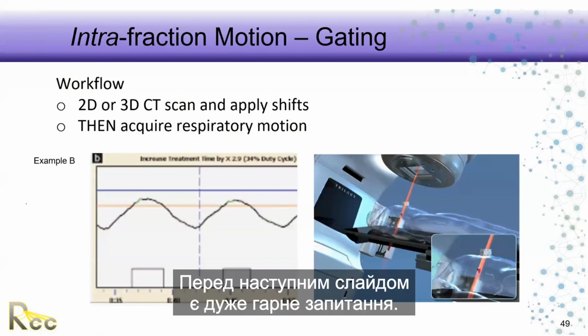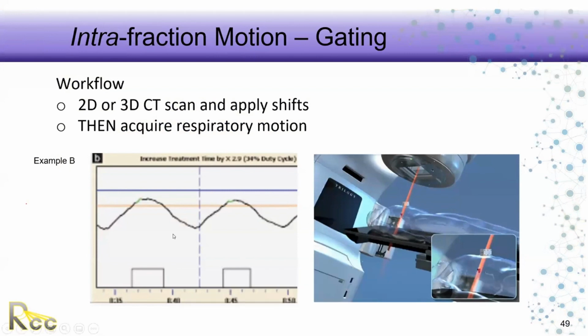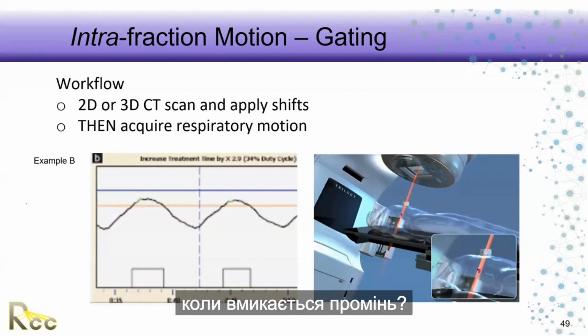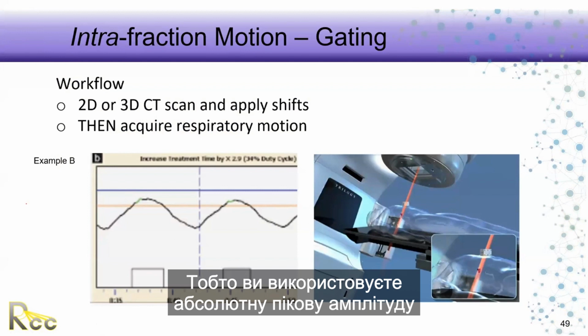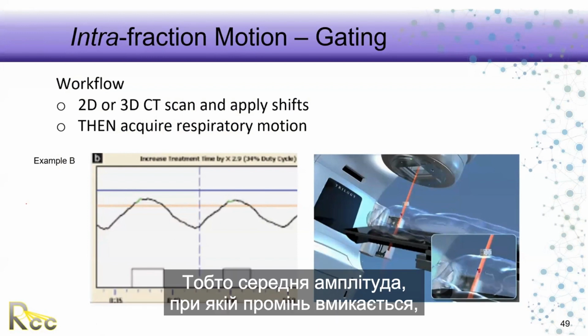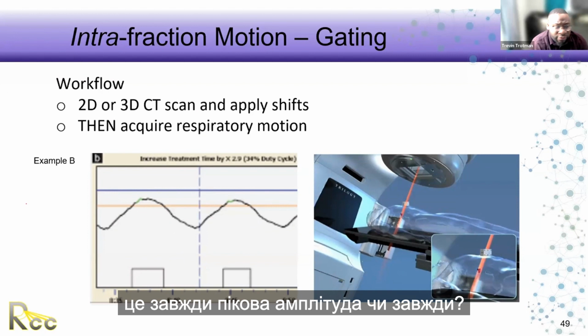Just before the next slide, there's just a really good question. So when you're using amplitude gating, when does the beam turn on? Do you use the absolute peak amplitude, or do you use halfway through, so the average amplitude for the beam to turn on? Is it always the peak?